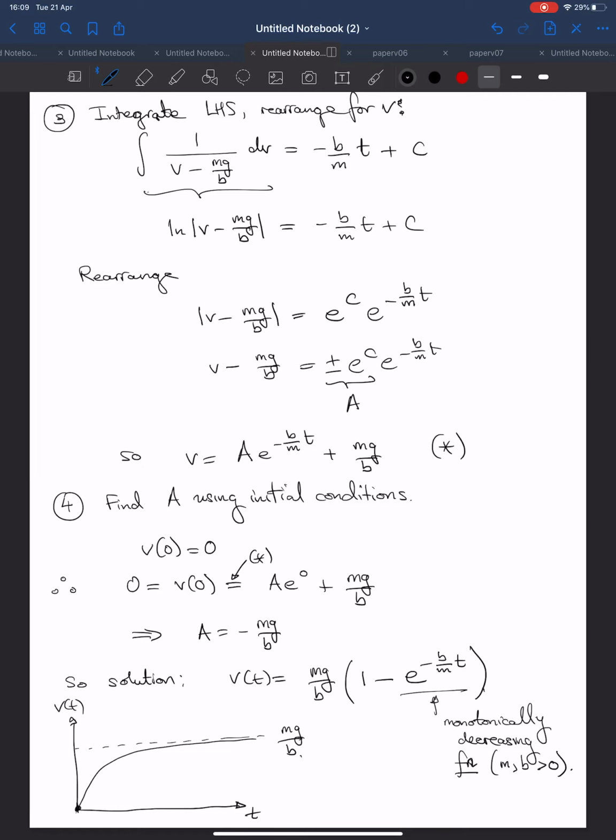Okay, so if I want to know the maximum speed reached, the max speed is just found from taking the limit as t tends to infinity of v of t, which just gives us, using standard rules, mg over b. So that's the max speed of the ball bearing as it drops through this barrel of oil.